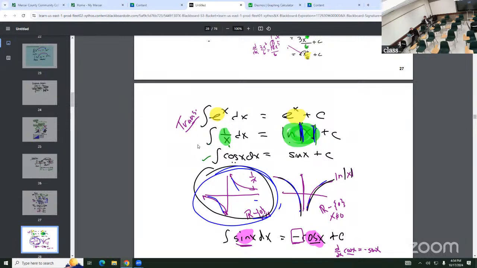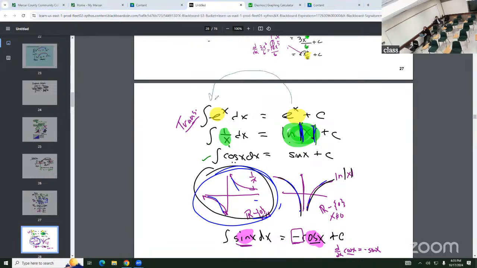Here are some things we know. We know that the derivative of e to the x is e to the x, so the antiderivative of e to the x is e to the x. We know that the derivative of natural log of x is 1 over x, so the integral of 1 over x dx is the natural log of x plus c. I'm just going backwards. When I know the derivative of e to the x is e to the x, then I know the antiderivative goes this way. The derivative of natural log gives me this, so the antiderivative gives me that.